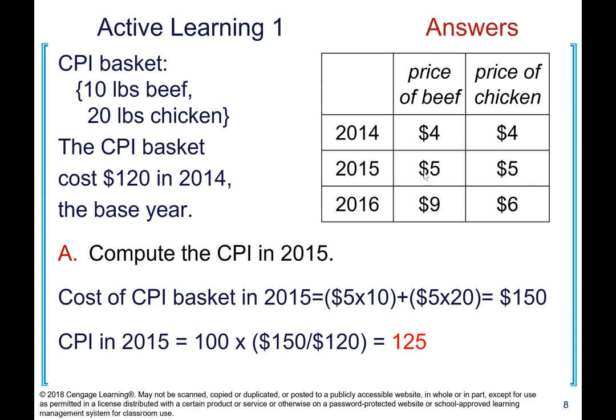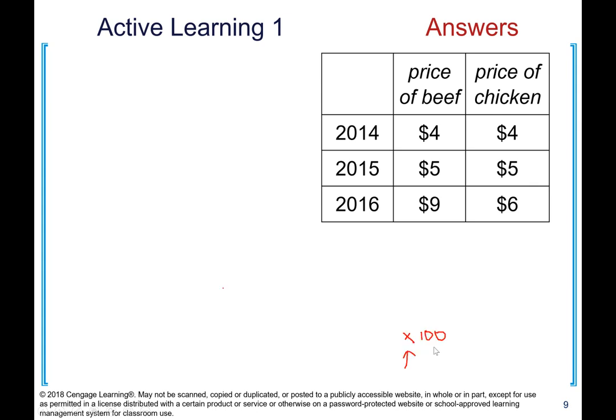This is 2015, 5 times 10 plus 5 times 20. That's what you got here. So the cost in the current year is 150. And cost in the base year, we are already given as 120. So CPI for 2015 is 150 divided by 120 times 100, which is 125.